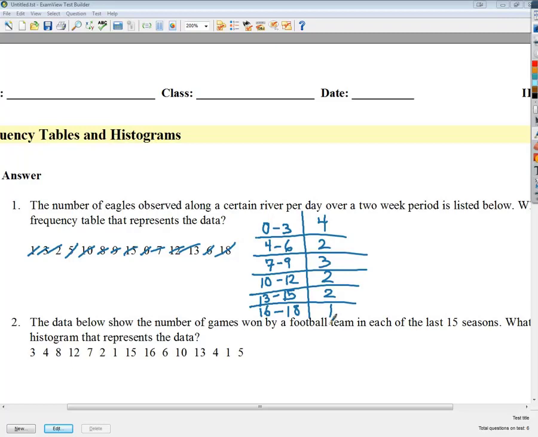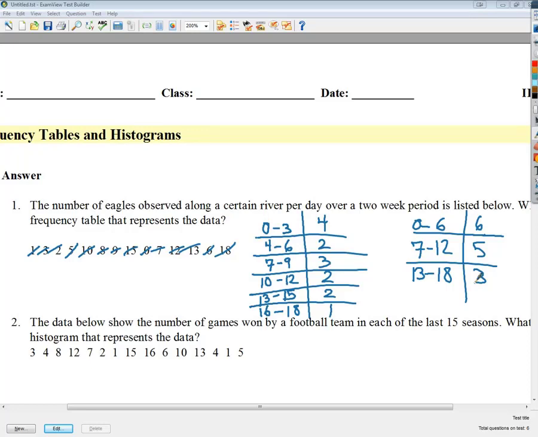If I wanted to combine groups together, like maybe I did 0 to 6, and then 7 to 12, and then 13 to 18, if that's the case, I would do 6 for this one, 5 for this one, and 3 for this one. Now, depending on what I'm trying to figure out, either one of those is a good frequency table. It just depends on what the overall outcome is supposed to be.